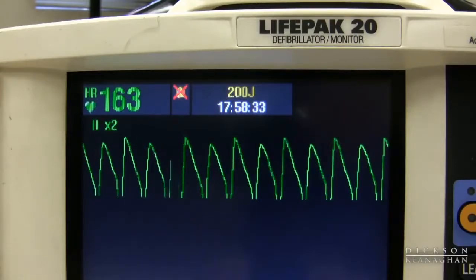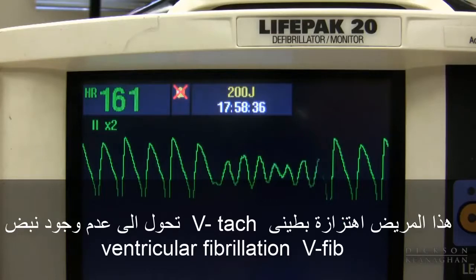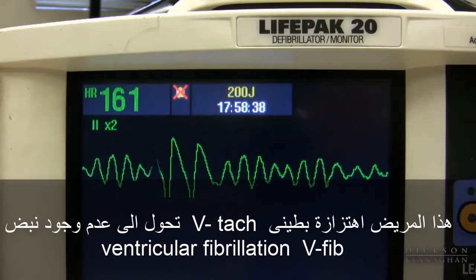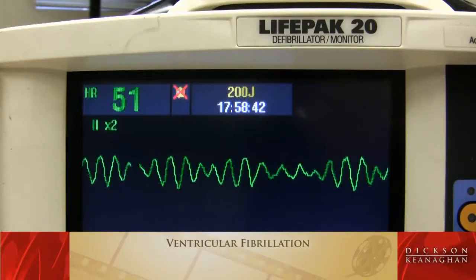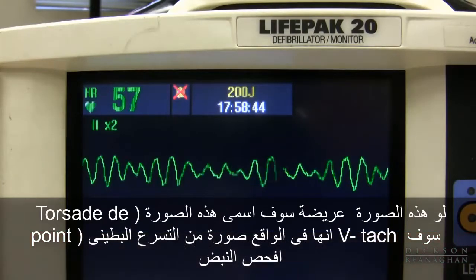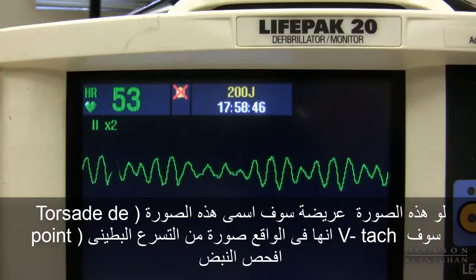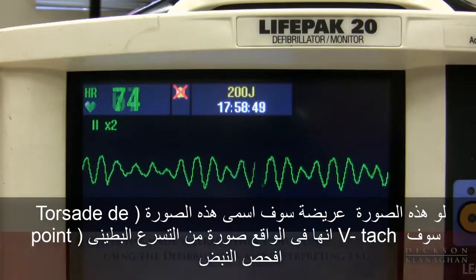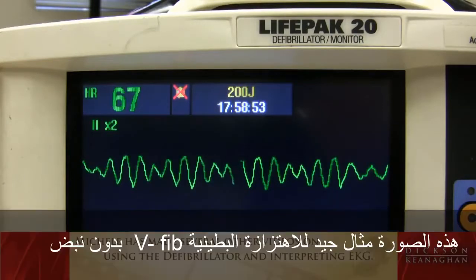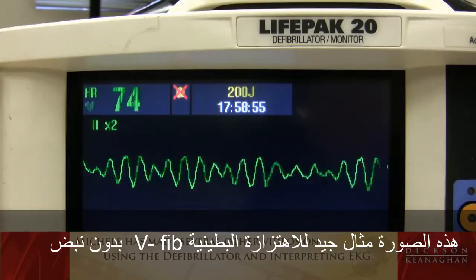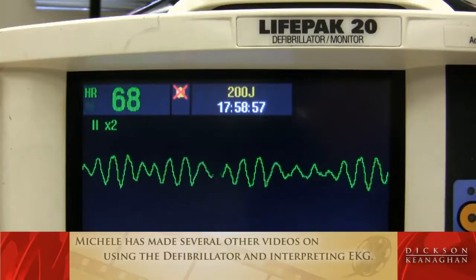Here's a patient in V-tach that converts to a pulseless rhythm called VFib. If this picture was larger, I might even call this picture torsade de pointes. It is a form of V-tach actually, and I would check a pulse. But this picture here is a good example of ventricular fibrillation, a pulseless rhythm.